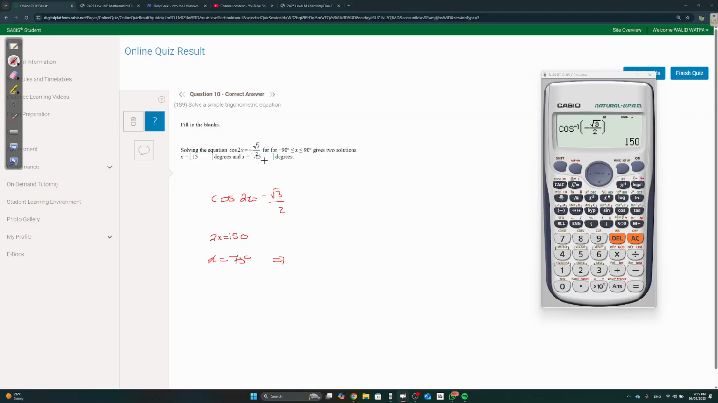75 is wrong? Am I reading this question wrong? Cosine 2x is minus root 3 over 2. Okay, I'll come back to this. I don't know why this isn't included in the solution set. So anyway, they get x is equal to 75 degrees.